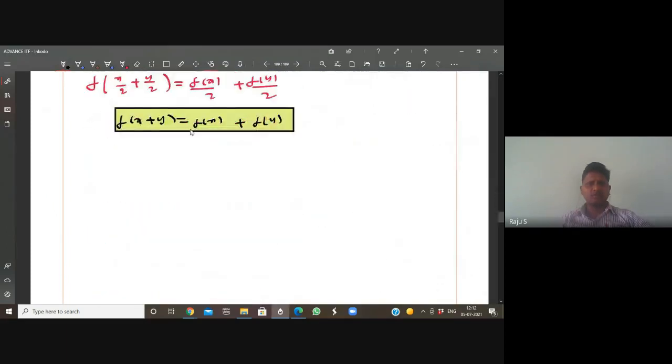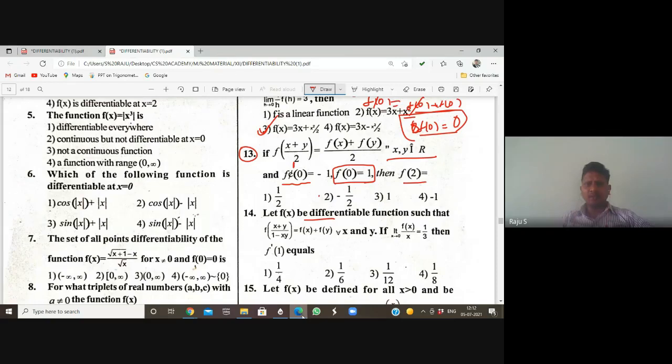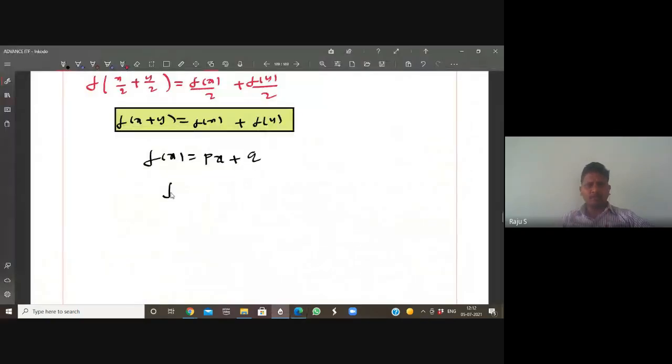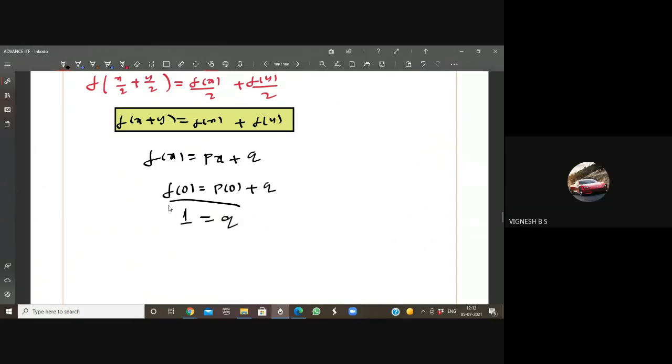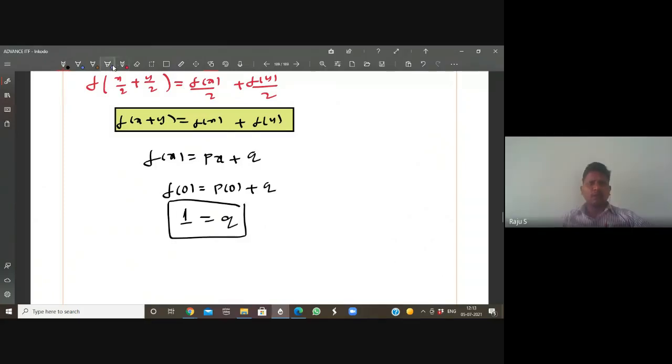So in this question, I am going to take the function f of x as px plus q. F of 0 value they have given is 1. I want to substitute 0 directly: p into 0 plus q. F of 0 is already given as 1, so p into 0 plus q is 1. So q value is 1, got it?